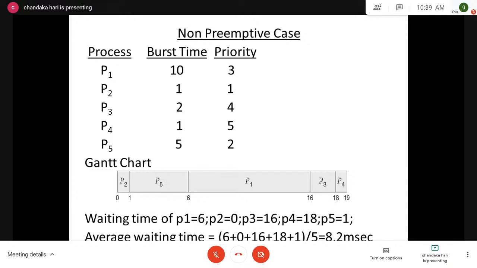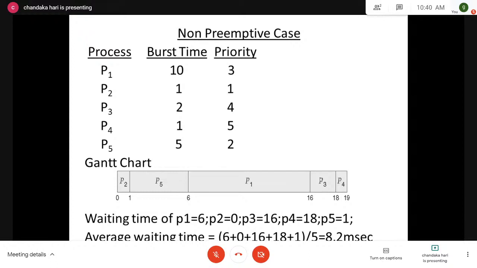Coming to the next step, the waiting time of each process is calculated. The waiting time of process P1 is 6 milliseconds, because it has to wait until processes P2 and P5 are completed. The waiting time for process P2 is 0. It did not wait for anyone; once it entered the queue, it was immediately scheduled. The waiting time for process P3 is 16. The waiting time for process P4 is 18. The waiting time for process P5 is 1.